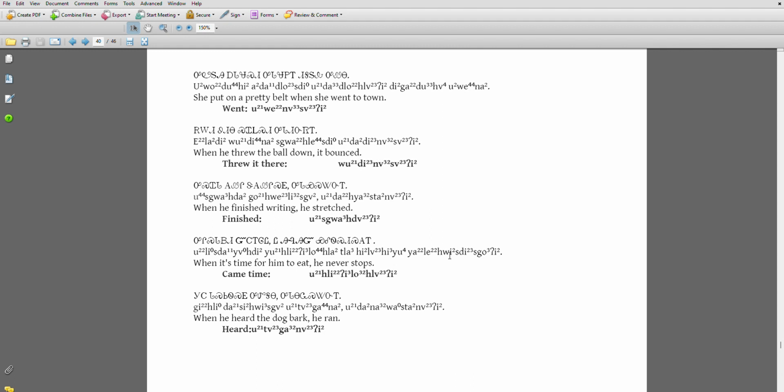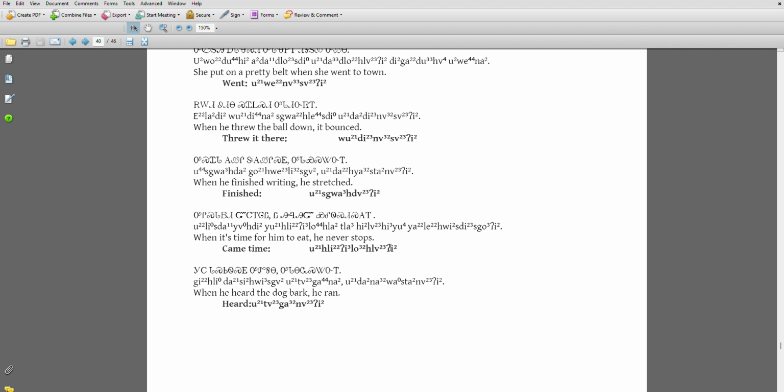When he heard the dog bark, he ran. Geet dasiwiska. Utagana. That means when he heard it. Udanos tanai. He ran off. Heard is utaganai. That means he heard it. But utagana means when he heard it.